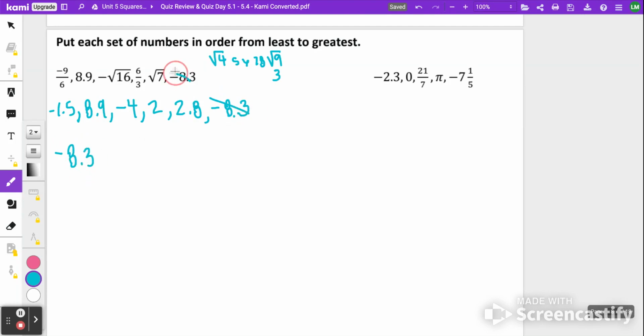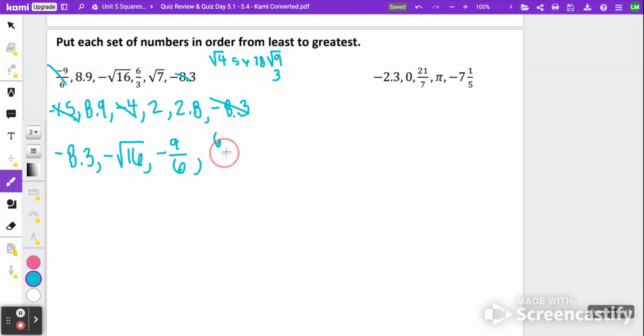So check that one off. Then my next biggest negative is this negative 4, which is the negative square root of 16. Then my other negative, which is negative 9/6 or negative 1.5. Now let's talk about our positives. I have 2, 2.8, and 8.9.